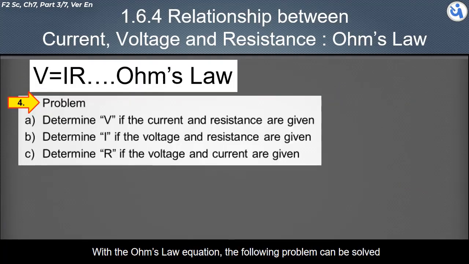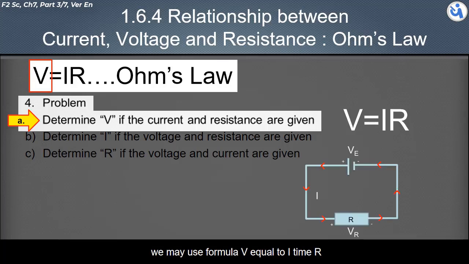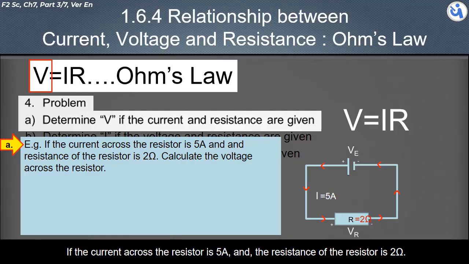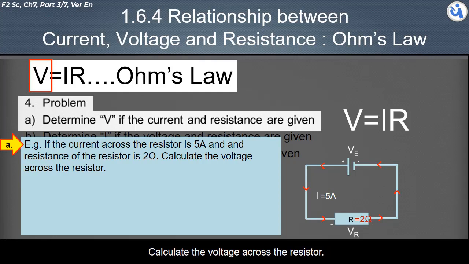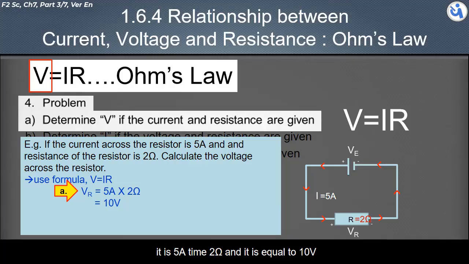With the Ohm's law equation, the following problems can be solved. To determine voltage V, if the current and resistance are given, we may use the formula V equal to I times R. For example, if the current across the resistor is 5 ampere, and the resistance of the resistor is 2 ohm, calculate the voltage across the resistor. To calculate the voltage across the resistor, we use the formula V equal to IR. It is 5 ampere times 2 ohm, and it is equal to 10 volt.